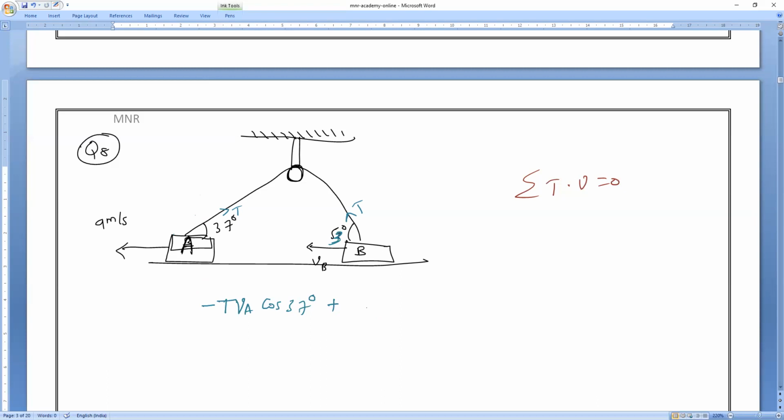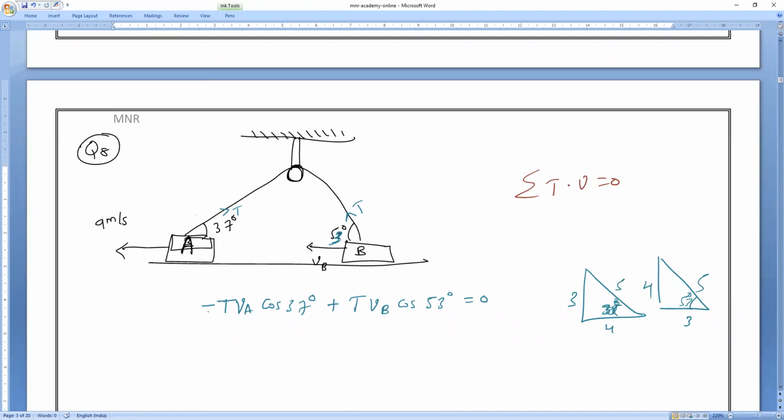Next, here what will happen? Plus T into VB into cos 53. That's all. You all solve it and make it fast. I want the answer. One is 37, one is 53. So what is the angle? 53 means here 4, here 3, and here 5. 37 means here 3, here 4, and here 5. These triangles are very popular triangles. They must always be in our mind. That's all. Then what is the next step? Fast, everyone answer please. VB equals to?